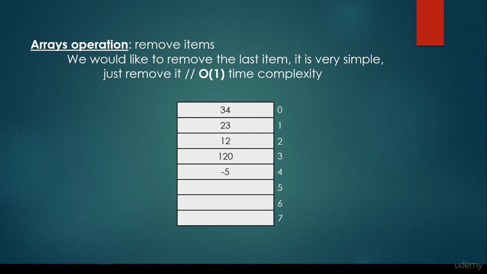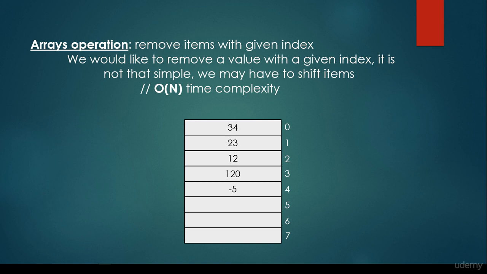We would like to remove the last item. And it is very simple, we just have to remove it in constant time complexity, of course. I would like to get rid of the last item, so we have managed to get rid of -5. I would like to remove it, so I remove the 120. Okay, but if we would like to remove a value with a given index, it is not that simple, because we may have to shift items. So that's why again, it's going to take linear time complexity to remove an item with a given index.